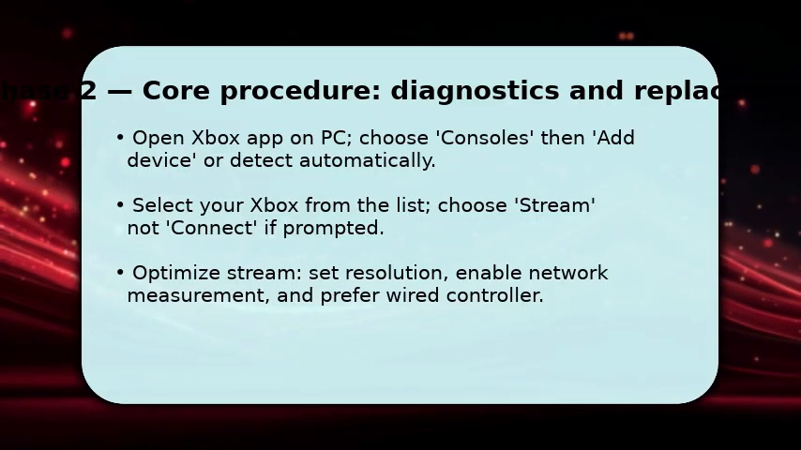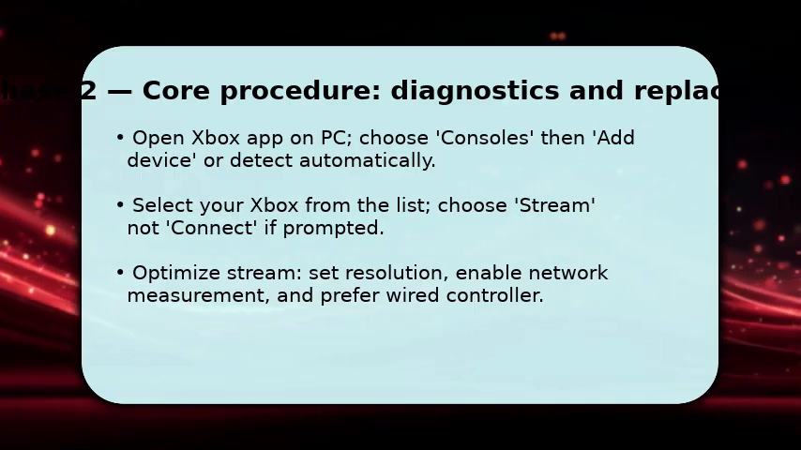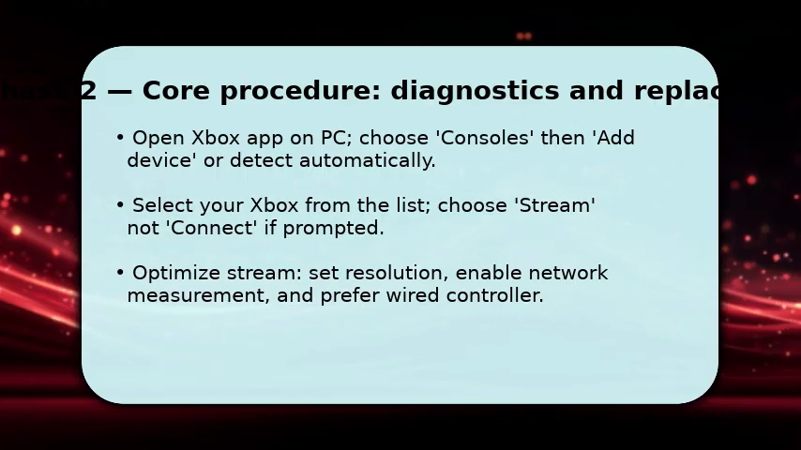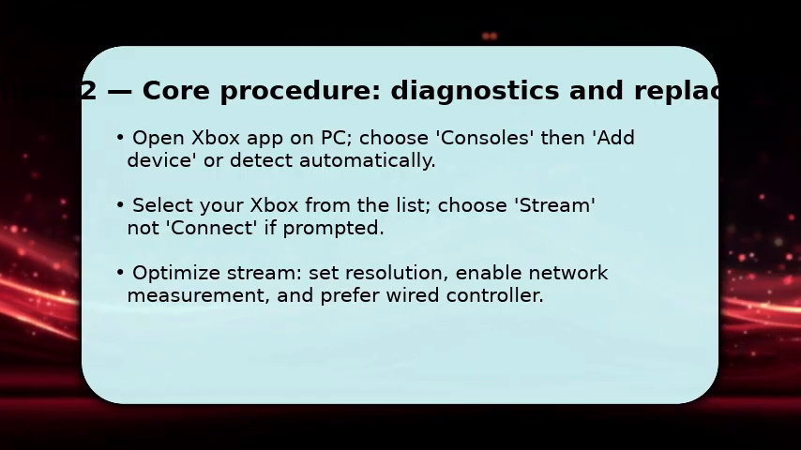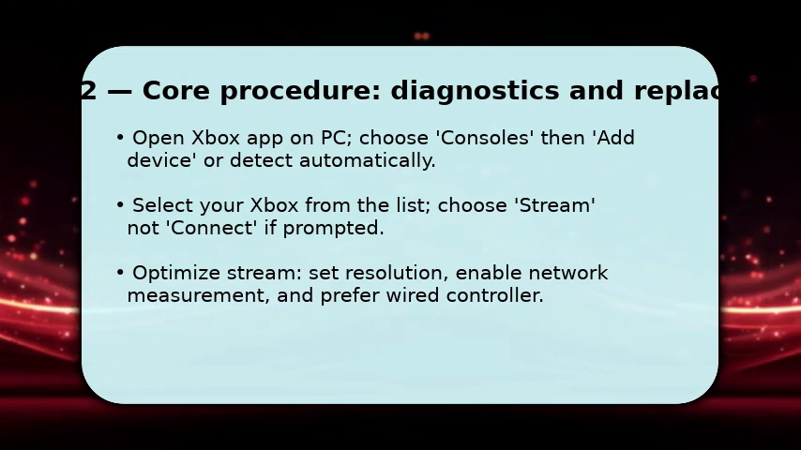Adjust stream quality to match your bandwidth. Choose a lower resolution if latency spikes. Use a wired controller or pair the Xbox wireless adapter for reliability. When the feed starts, you're playing Xbox games on your PC via local streaming.